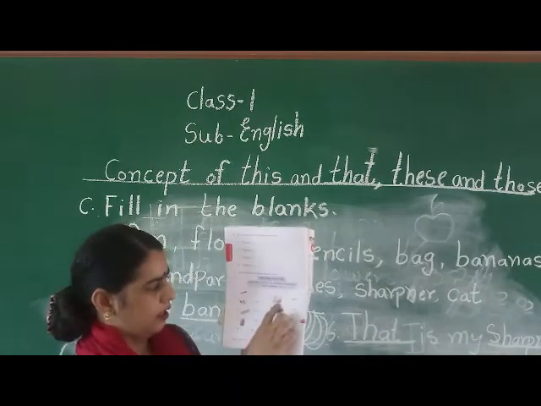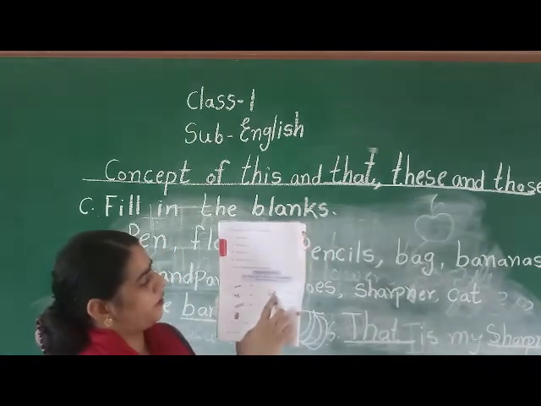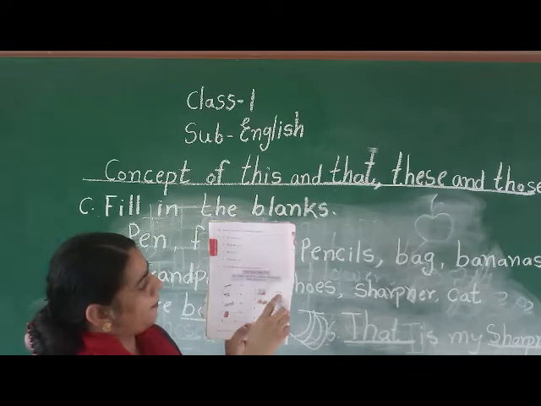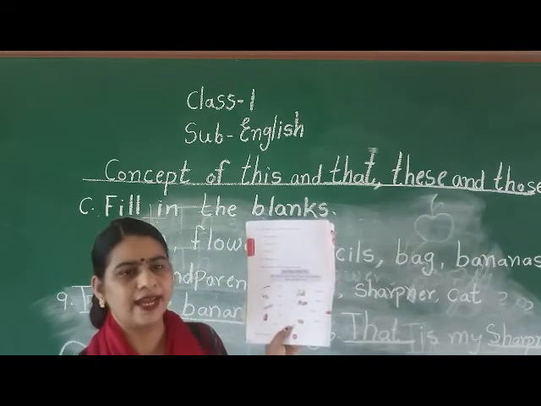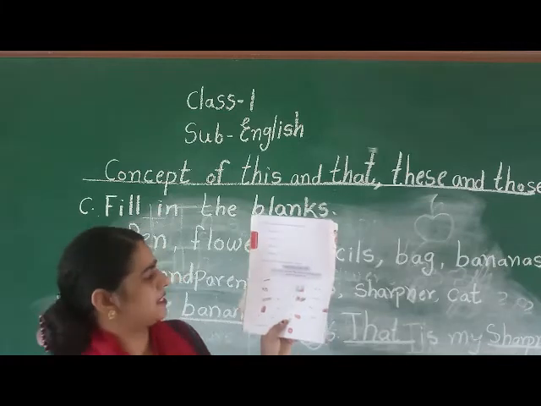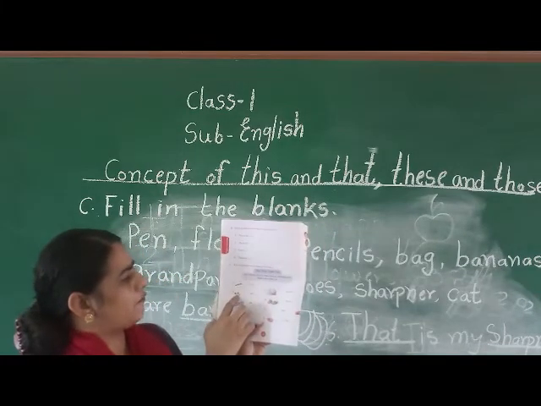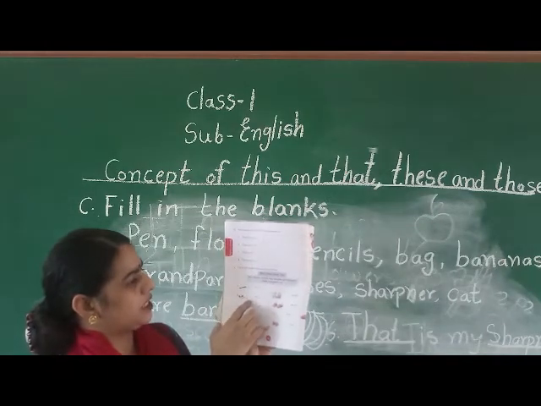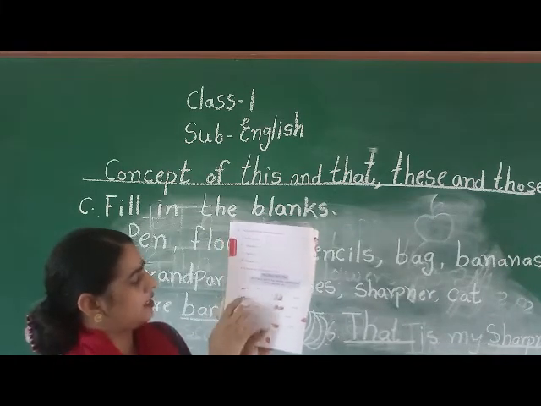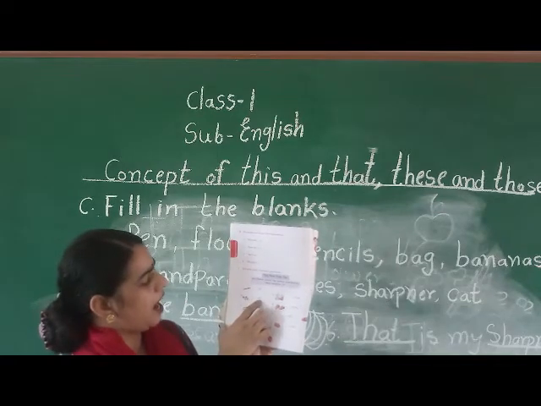Both are here and it's nearby us. So here we will use these. These are my grandparents. After that, flowers, picture of flowers. So 2 flowers are there and it is nearby. So these are flowers.